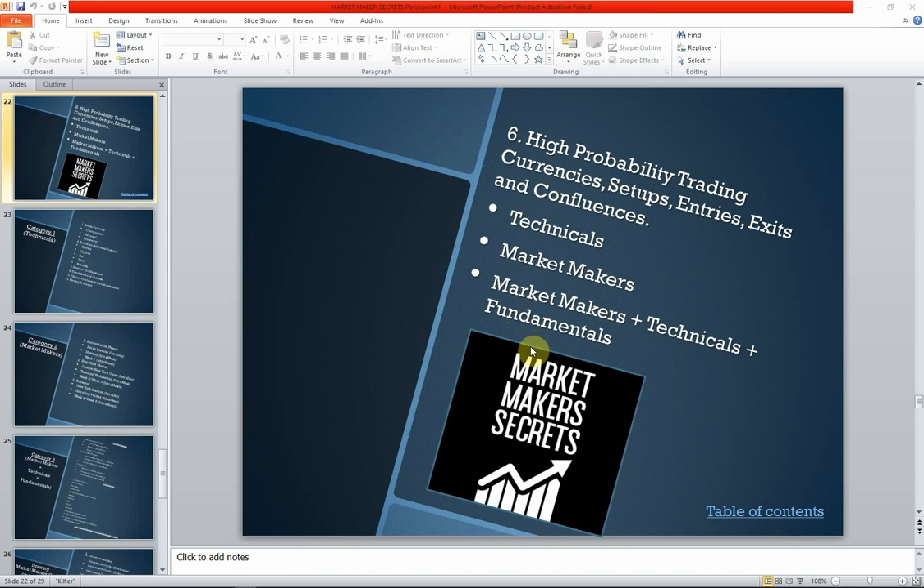So on this slide, we'll be covering the most important part of this course, the Market Makers Secrets trading system. This, of course, includes high probability trading setups, entries, exits, rules of engagement, and confluences. We're going to start off with technicals, and then come to market makers and the confluence of technicals, market makers, and fundamentals. But I'm going to have to remind you that in terms of technicals, we're not going to look much into technicals, because we've covered market makers. So right now, the most important thing is looking at the confluences between market makers, technicals, and fundamentals. Without wasting any time, we're just going to go straight into it.